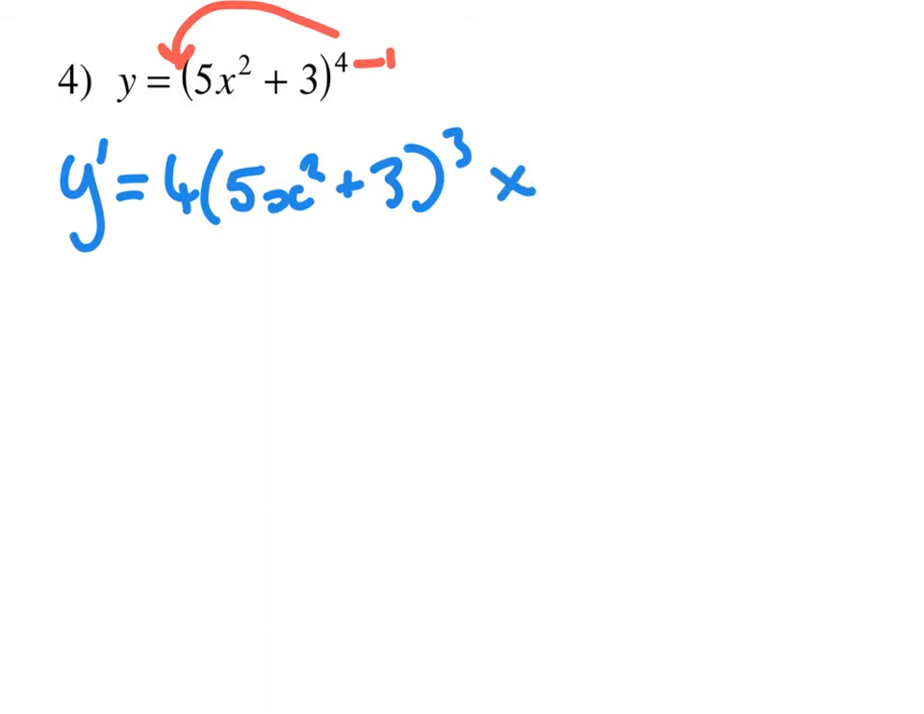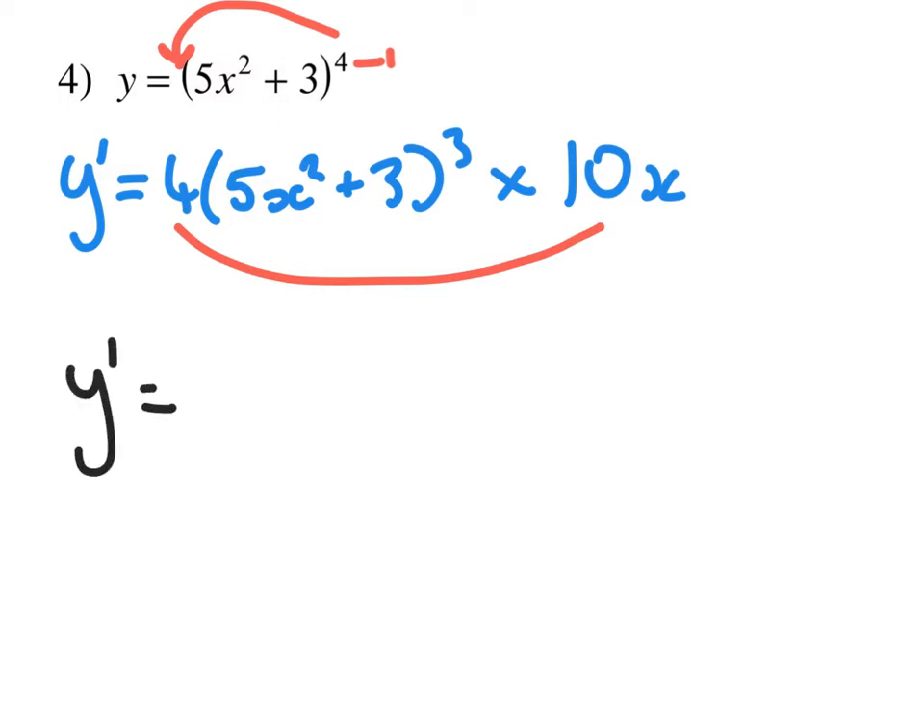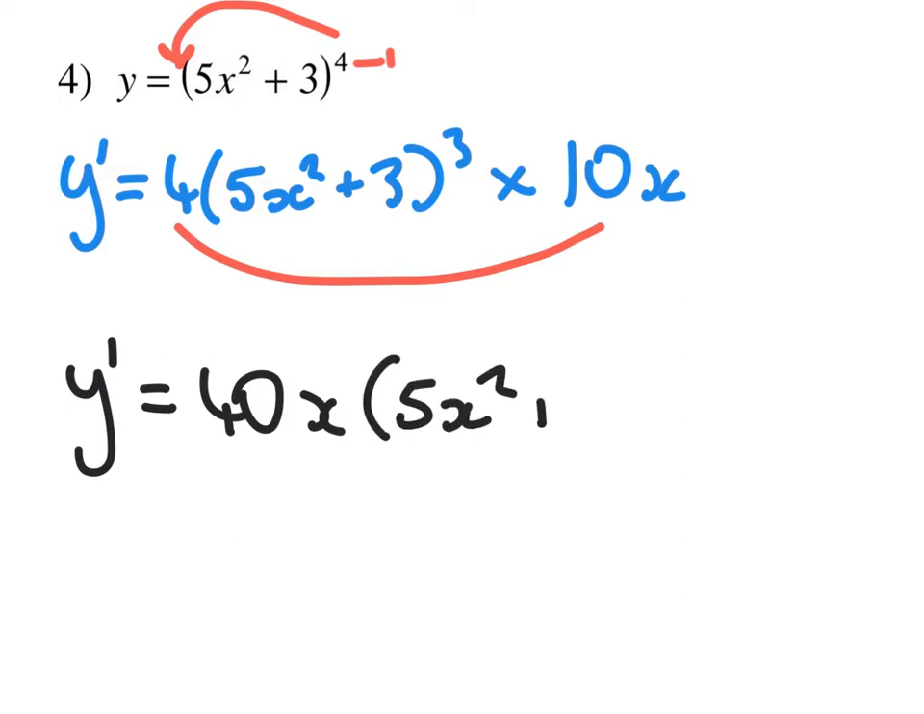And the derivative of 5x squared is going to be 10x. As I bring down the 2 in front, 2 by 5 is 10. Reduce the power by 1. 2 take away 1 is 1. So 10x to the power of 1 is just 10x. And I cannot differentiate 3. Now I multiply the 4 by the 10x. So I get 40x multiplied by 5x squared plus 3 raised to the power of 3.